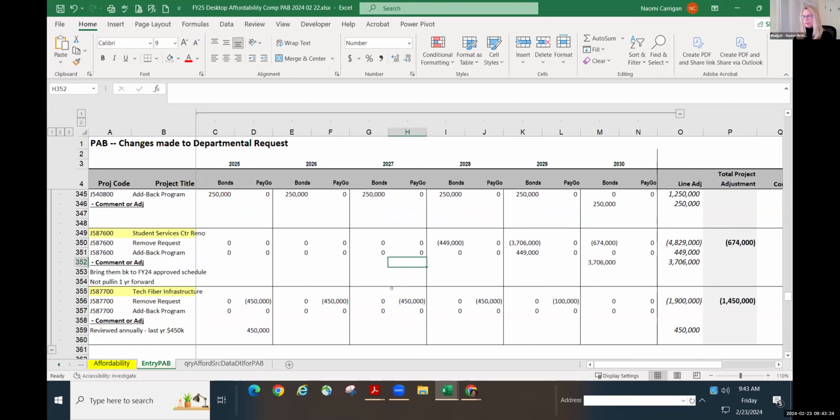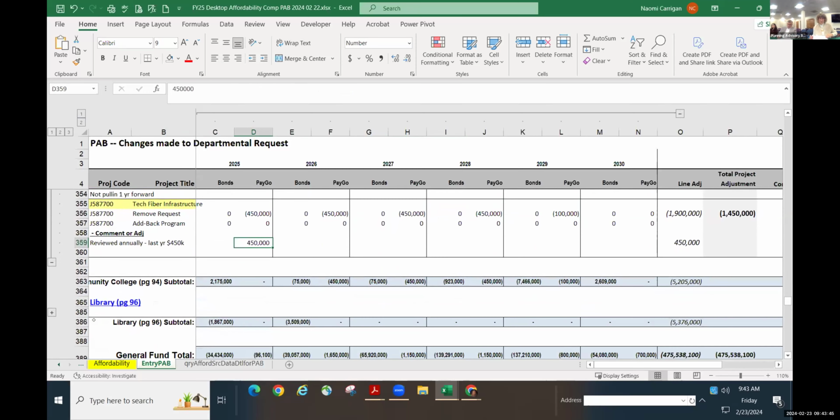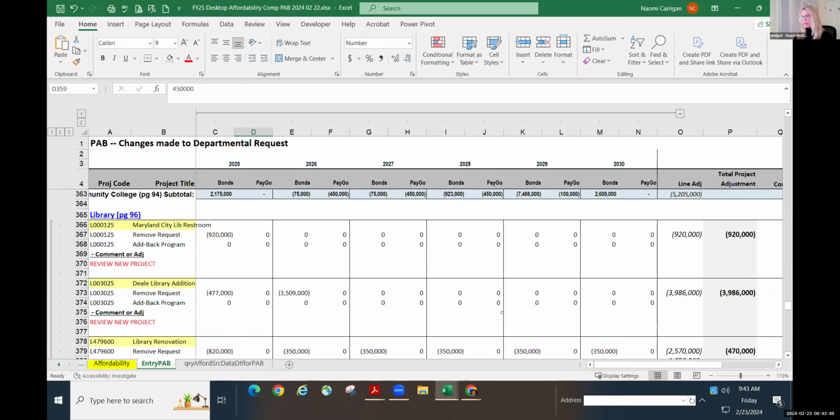Tech fiber infrastructure. It looks like we review this annually. They were looking to secure a total of about 1.9 million. Last year we gave them 450, and so in this scenario, we just gave them a fiscal year 25 appropriation of 450. Good, that sounds right.